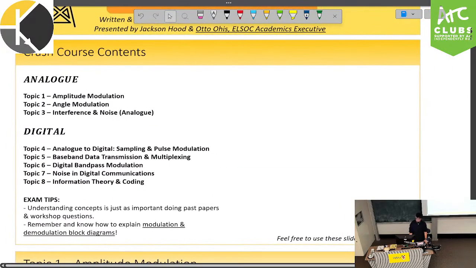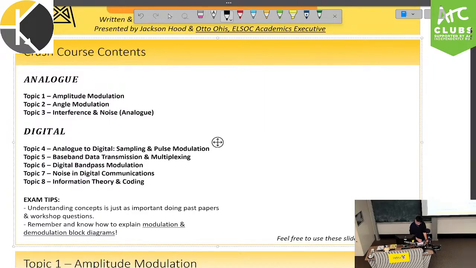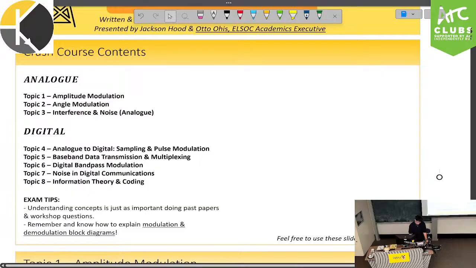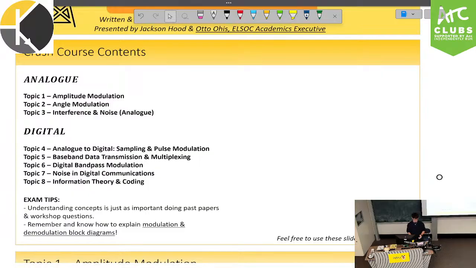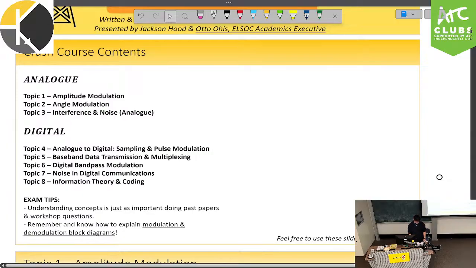Cool. So just going through some of the crash course contents. The first three topics will be analog amplitude modulation, angle modulation, and then interference and noise. And then we'll be moving on to how you actually move from your analog to your digital domain. And then we'll be looking at purely digital telecommunications.